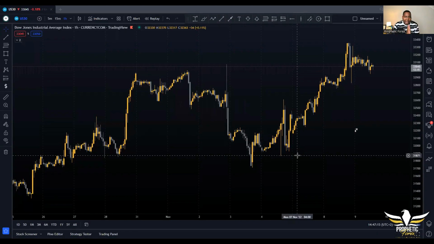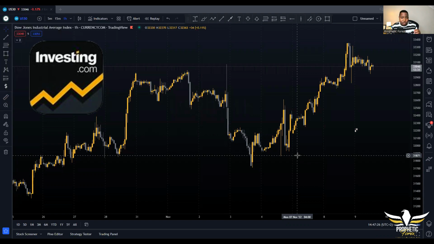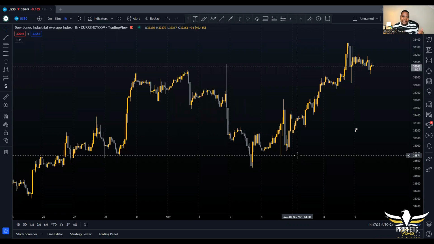Okay family, as you know, we are on US30. Please remember, you're going to get your news impact times on investing.com. That's the app you will use to check what time it takes place within your local time. Right at the impact, that's when you execute your trade. So 1 minute before or a few seconds before, that's when you execute your trade. I did forget to mention that yesterday.